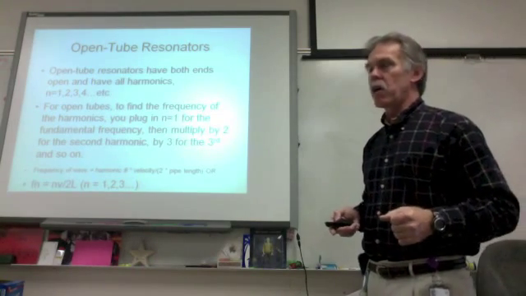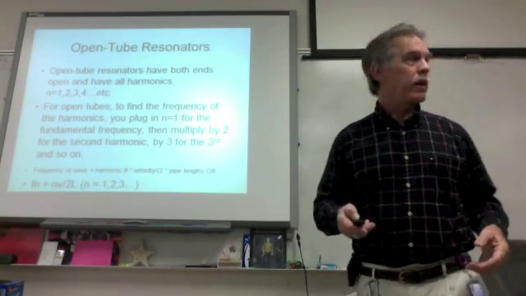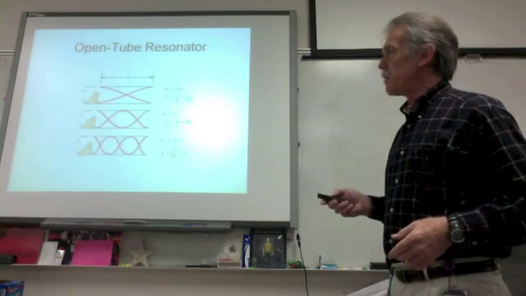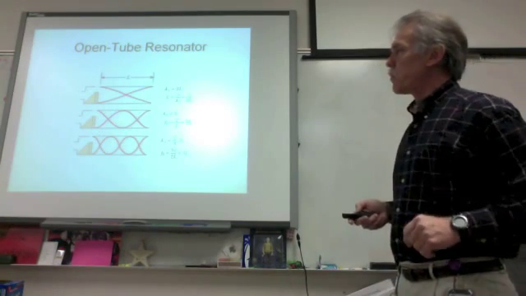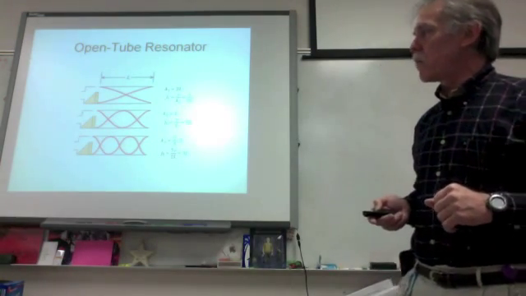How do we get the second harmonic? Multiply by 2. How do we get the third? Multiply by 3. So those are the harmonics on an open tube resonator. Here's a diagram of what an open tube resonator looks like, and it looks like that's a clarinet because you can see the reed on one end.